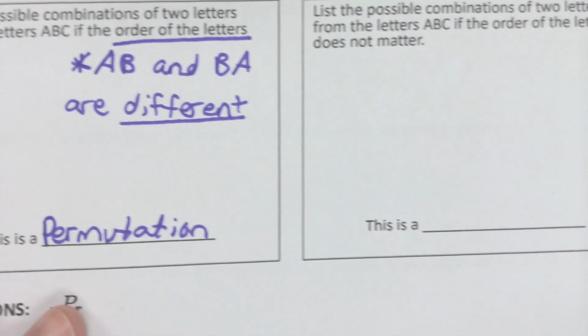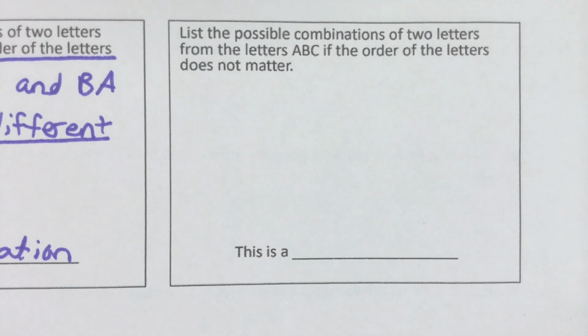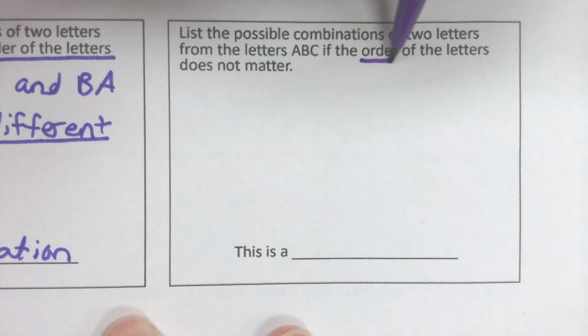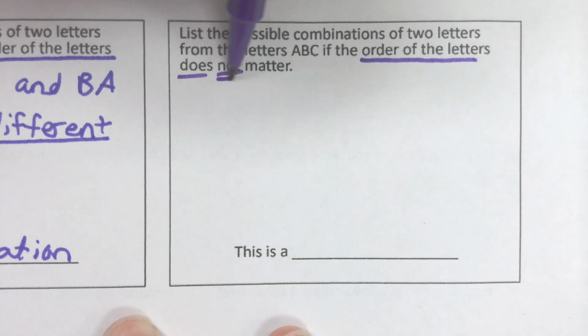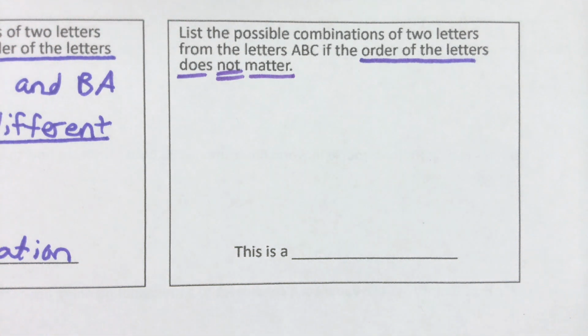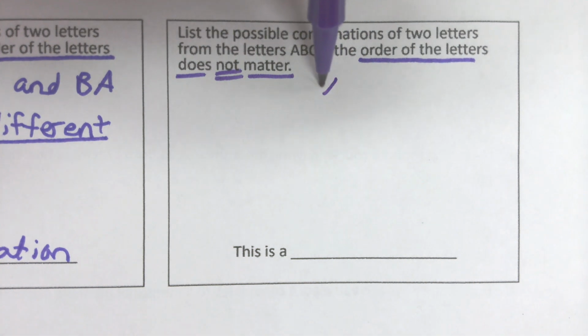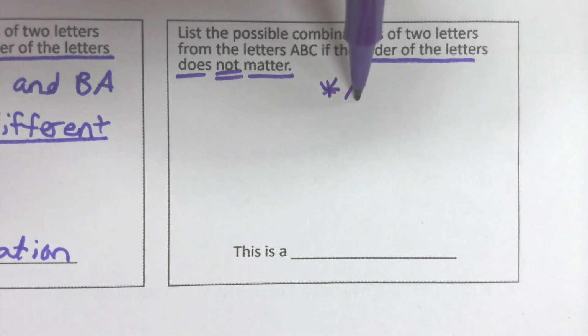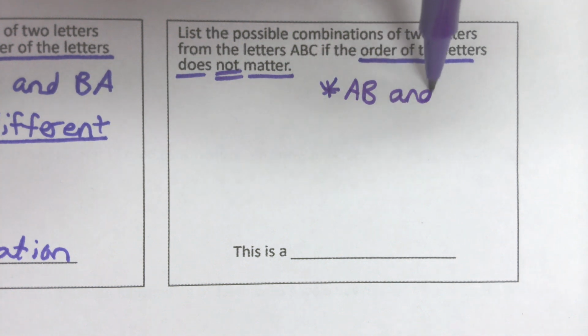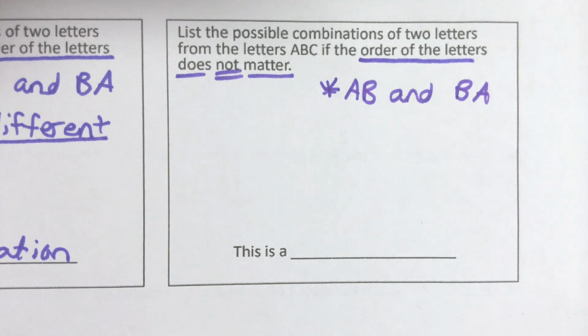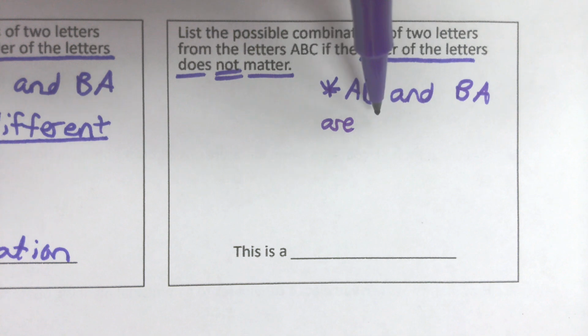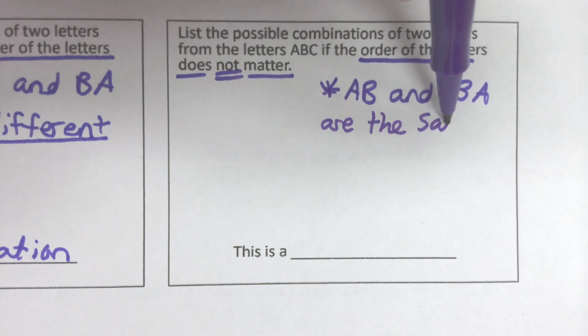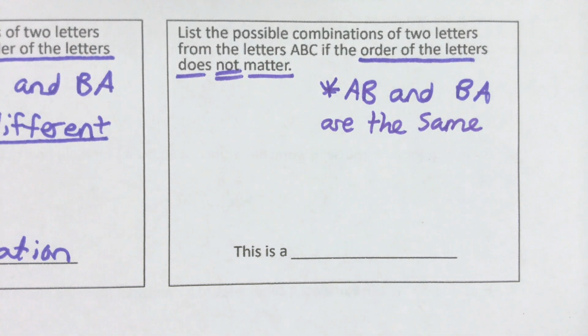Let's look at the second box. Same problem, but there's one bit of the directions that's different. At the end, it says the order of the letters does not matter, and this does change things. If the orders don't matter, then we will see AB and BA as the same thing. They are the same. They both use the same letters.